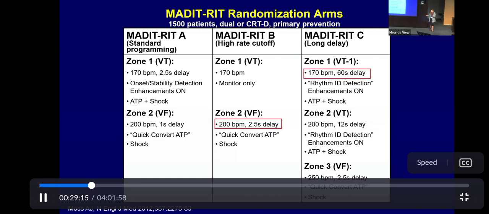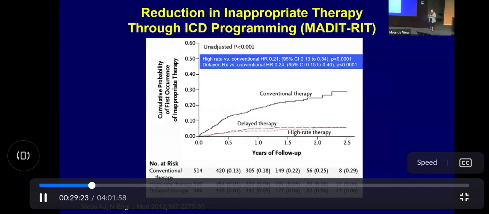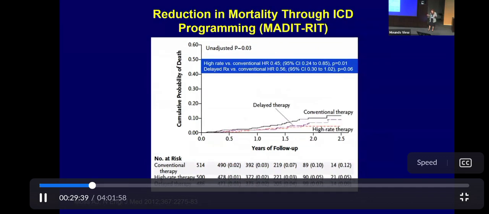So, different kinds of thought processes, and some people thought, oh wow, this is going to be really bad, and we're going to have a lot of problems, but that's not what happened. We saw that there was a reduction in inappropriate therapy through ICD programming compared to conventional therapy. Both that high rate cutoff and the delayed therapy had a marked reduction in inappropriate shock therapy. And in addition, as a little bit of a surprise, I think, there was actually a significant reduction in mortality with the high rate cutoff compared to the conventional rate cutoff. So a little added plus that you might actually increase survival.